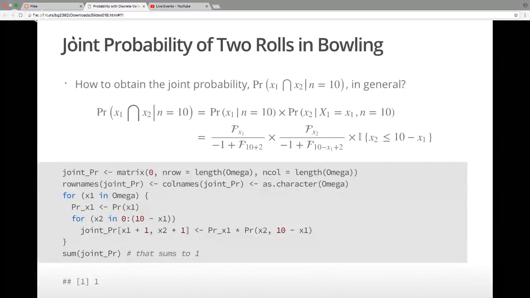All right. So to obtain the so-called joint probability, in general, of knocking down x1 pins on the first roll and x2 pins on the second roll, given that you started with 10, we multiply this probability on the first roll by a conditional probability on the second roll. So in symbols, it's this: two different ratios involving Fibonacci numbers, again multiplied by our indicator function that puts 0 probability on things that are impossible under the rules of bowling.